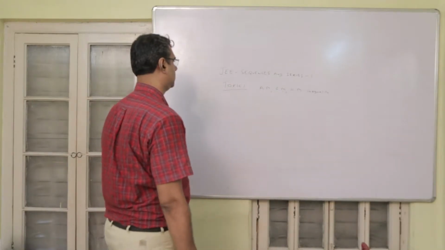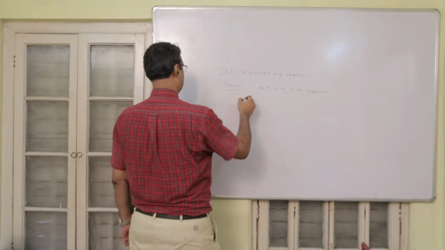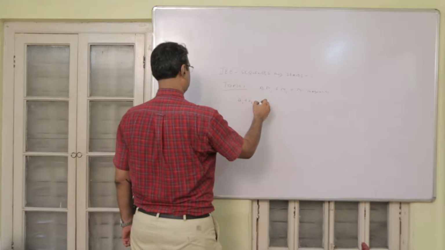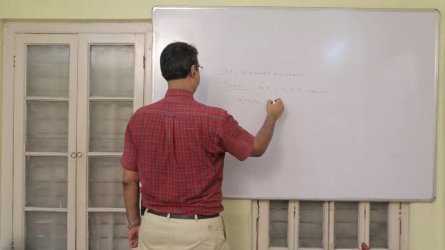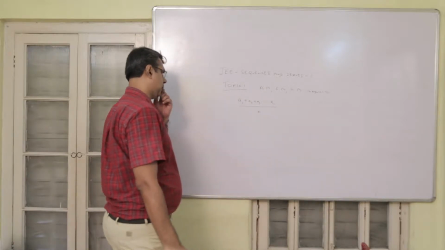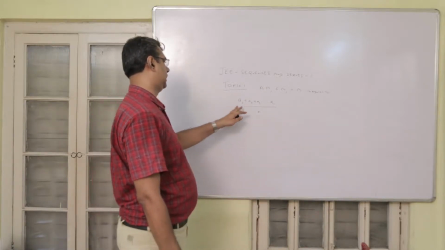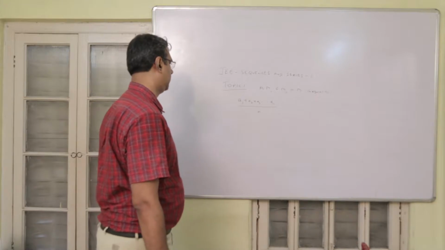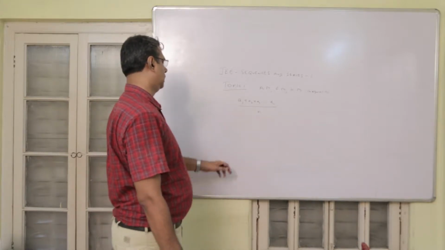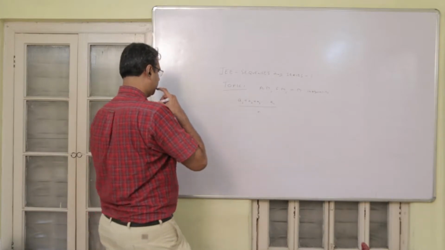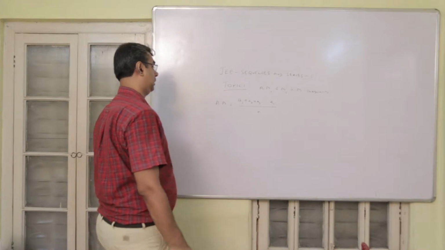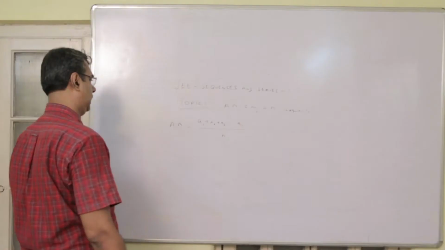First of all, what is the topic? If you have a set of positive real numbers, let's say a1, a2, a3 up to an, the arithmetic mean is given by a1 plus a2 plus a3 up to an by n.